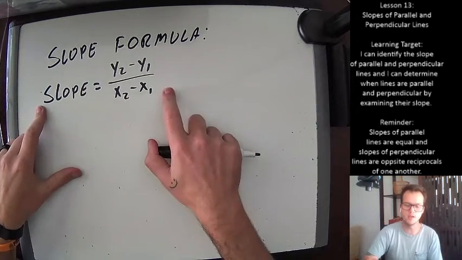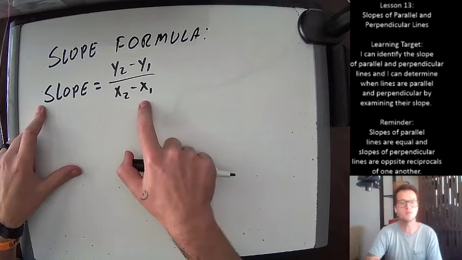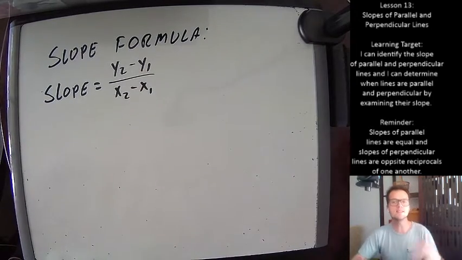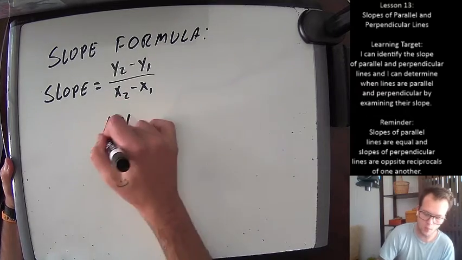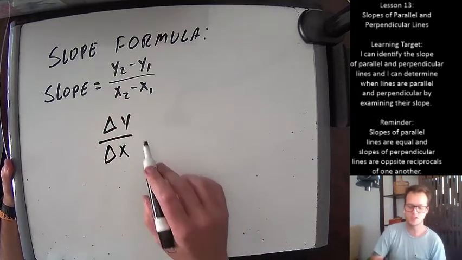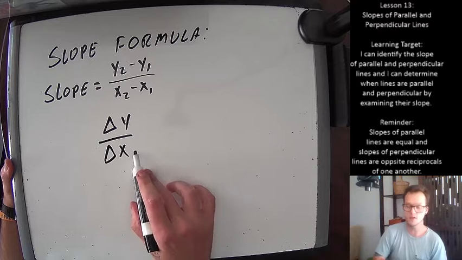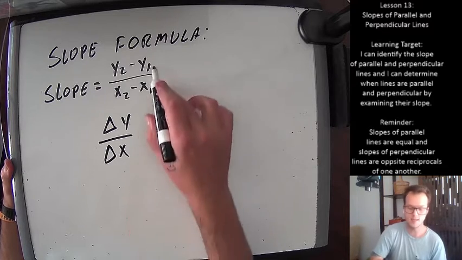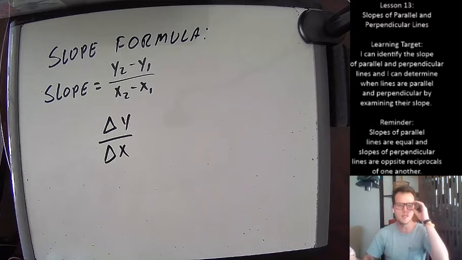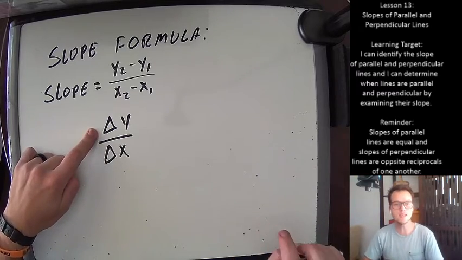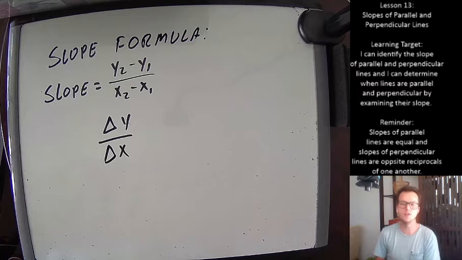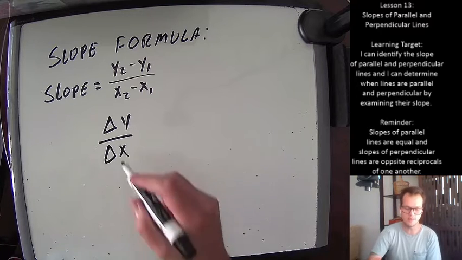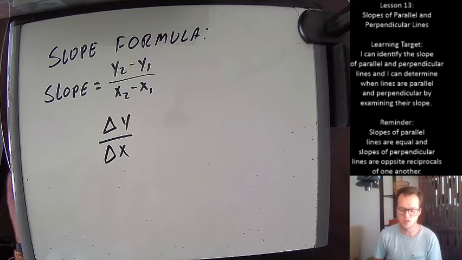The slope formula is y2 minus y1 over x2 minus x1, and there are different ways the slope formula is represented. Sometimes you'll see it as delta y over delta x. This just means the change in y over the change in x. It's the same exact formula. Remember, the triangle is a Greek letter, pronounced delta, and it just means change. You'll see that throughout math.